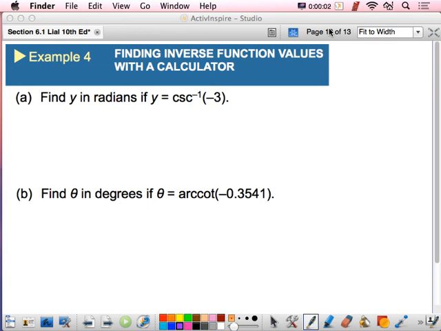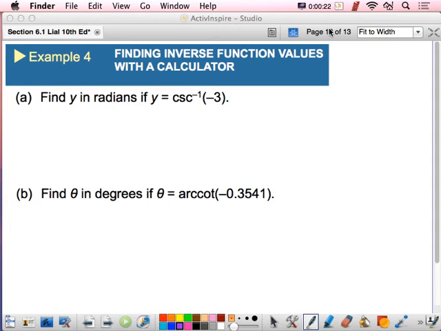So we've talked about what to do when we're evaluating inverse trig functions where the values are on your unit circle. Now we want to know, what do we do if we don't recognize it from our unit circle? If we are certain that it is not on our unit circle, then we have to use a calculator. The very first thing you have to remember is to check your mode every single time.